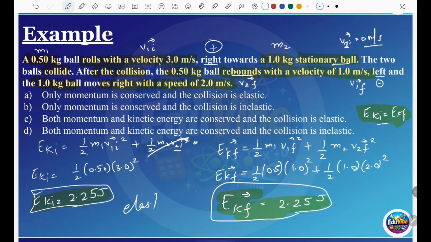So this means this is an elastic collision. Now, momentum: we find that the kinetic energy is conserved and the momentum is also conserved. So for this, the answer is part C, the right one: momentum and energy are conserved and the collision is elastic, because we get the same initial and final. That's how you deal with elastic and inelastic collisions. This is more likely an easy topic, and we'll do more questions in the practice questions.